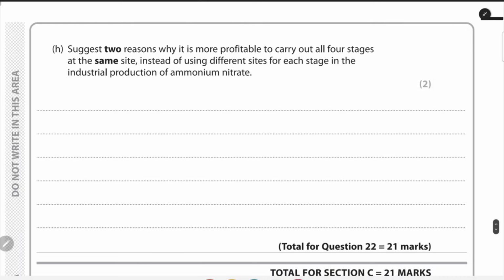Now for part H, the last question, we have to suggest two reasons why it's more profitable to carry out all four stages at the same site instead of using different sites. We can think of a lot of different advantages of doing it in the same site. I don't have to pay for transportation, I don't have to transport stuff from one site to the other. I'll not have to use as much land. I can do my production in a smaller land. It's also cheaper to produce all the other stuff than just buying it from other people.